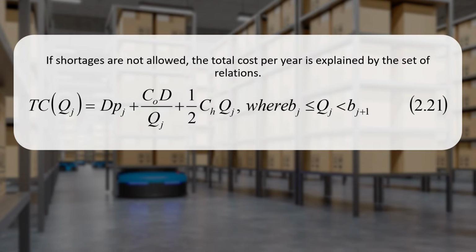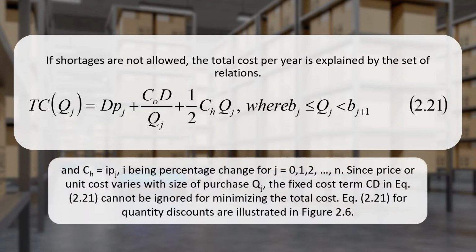Then plus half of the holding cost, multiplied by Qj, the inventory level. Why is it half? Because we are taking the average inventory. At the lower side, you will find some explanation, and if you refer to your book, you will find the complete explanation of this discount model.